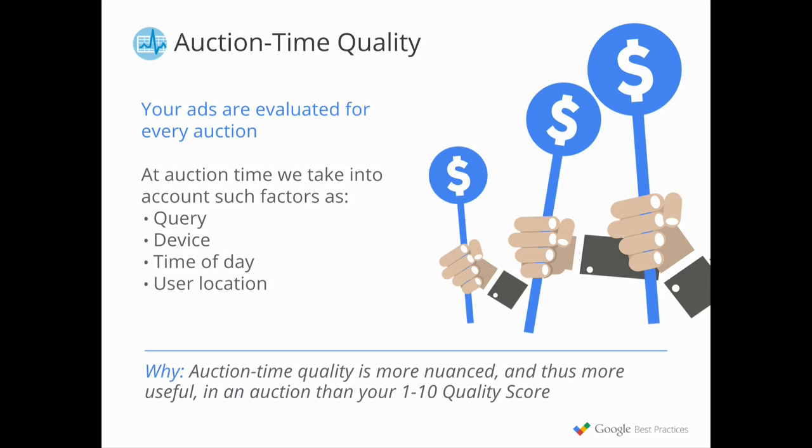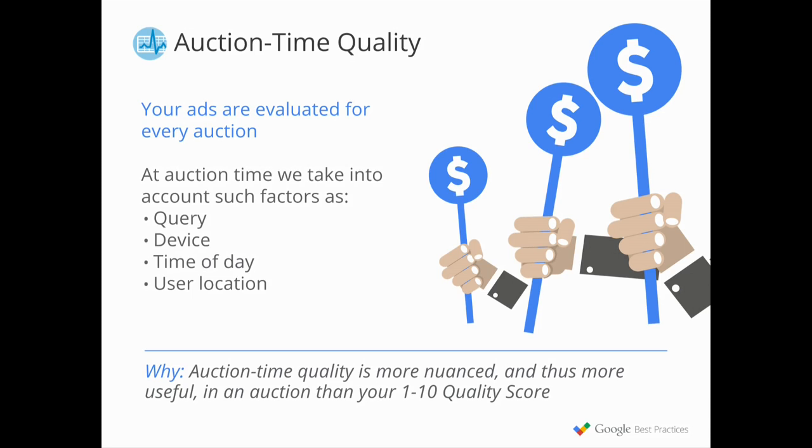An important distinction to draw about quality score and ads quality is this notion of auction time quality. In each and every auction, the system reevaluates your ads and sees just how good they are for that specific auction. At that auction, we take into account a bunch of different factors: query, device, time of day, the user's location. All of these things are going to subtly shade how your ad is expected to perform for that user. And that's going to be your auction time quality.